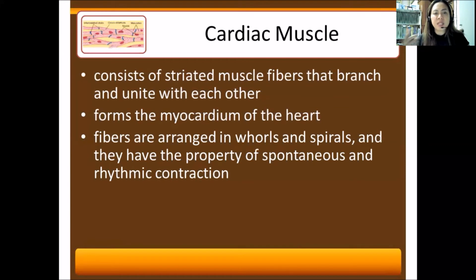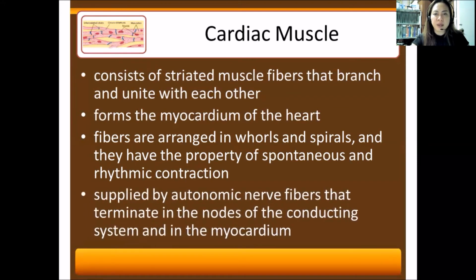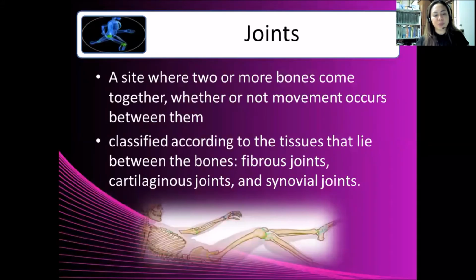Fibers are arranged in whorls and spirals, and they have the property of spontaneous and rhythmic contraction. Hindi naman natin iniisip, di ba? But our heart continues to contract. Okay, that is the beauty of your cardiac muscle. It is supplied by autonomic nerve fibers that terminate in the nodes of the conducting system and in the myocardium. Okay, so more on the muscles.